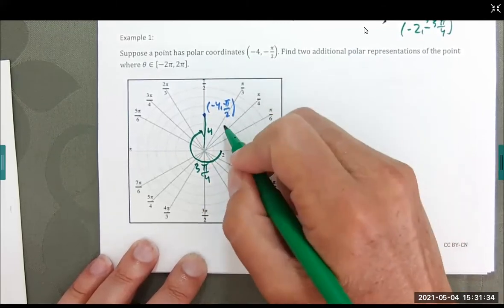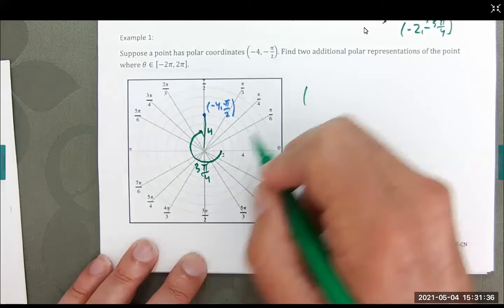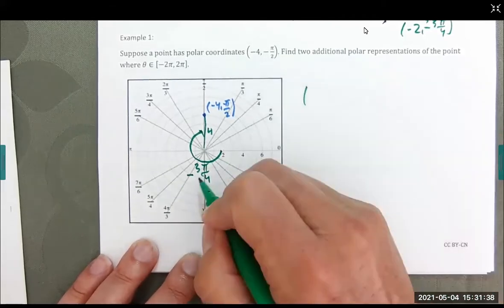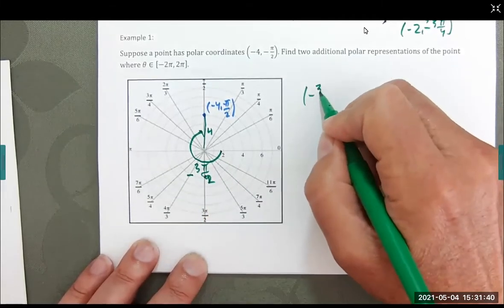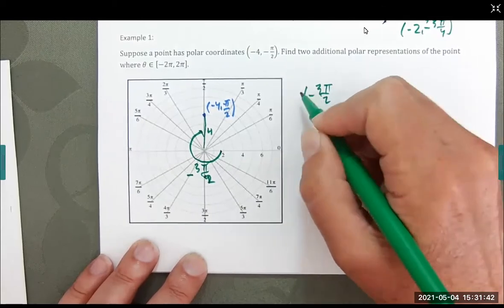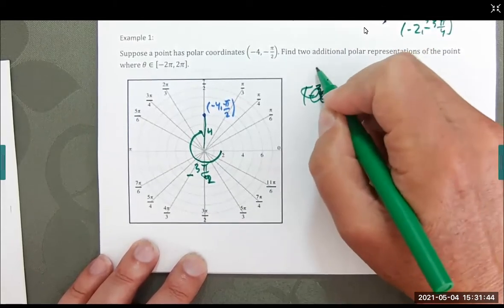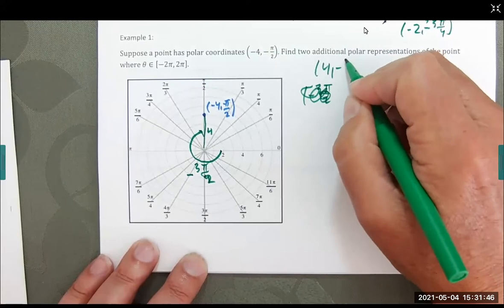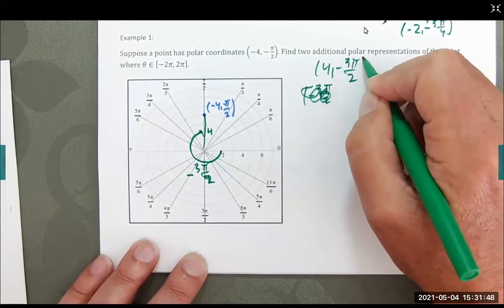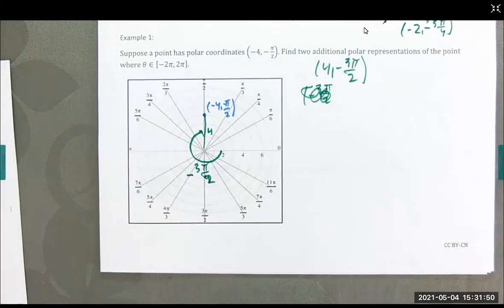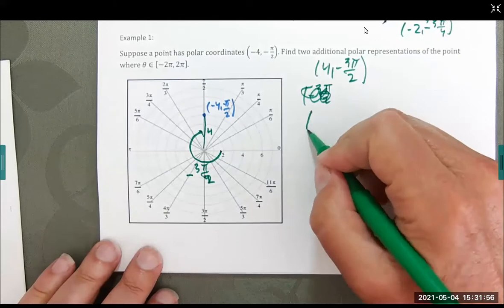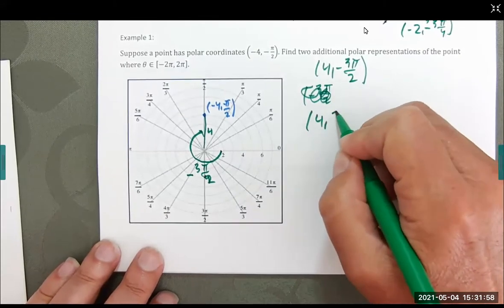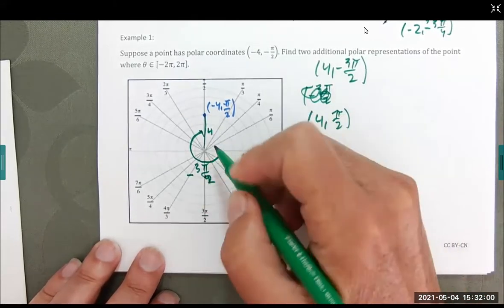So that would give us the point negative 3 pi over 2. We need r first, of course. So 4 comma negative 3 pi over 2. There's 1 point. Of course, another way to get there is to go positive 4 and just go pi over 2. Right? That's from here to there.